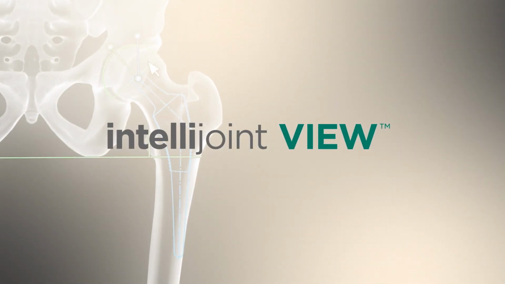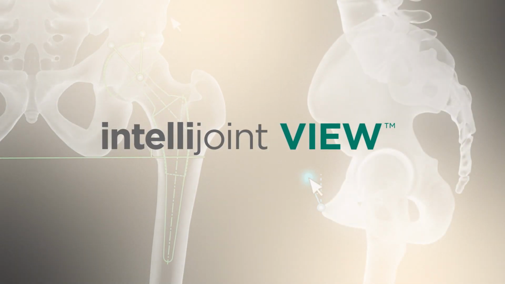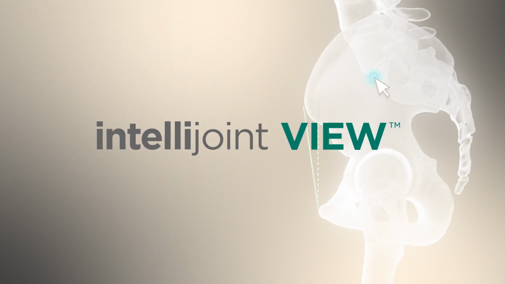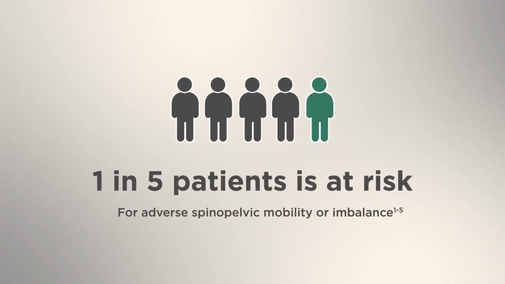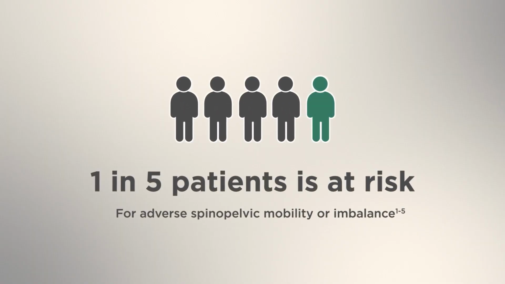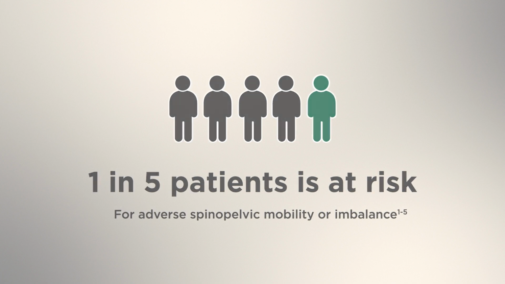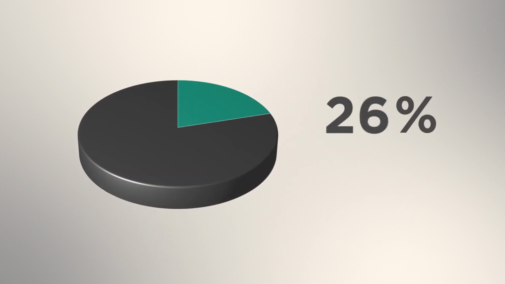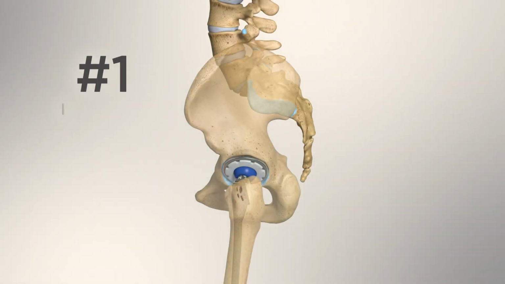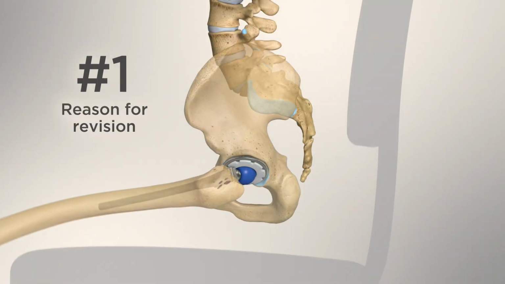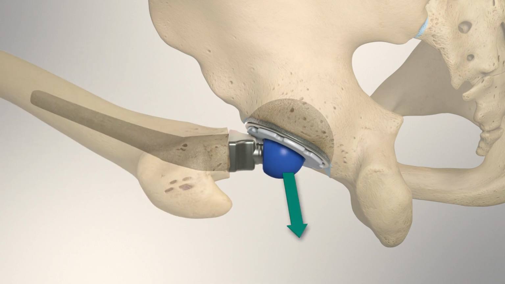Intellijoint VIEW provides surgeons with a planning solution for total hip arthroplasty that incorporates the hip-spine relationship. 1 in 5 patients is in a high-risk cohort due to adverse spinopelvic mobility or imbalance. Over 50% of total hip arthroplasty revisions are avoidable. Of these, the number one reason for revision is suboptimal position of acetabular component.